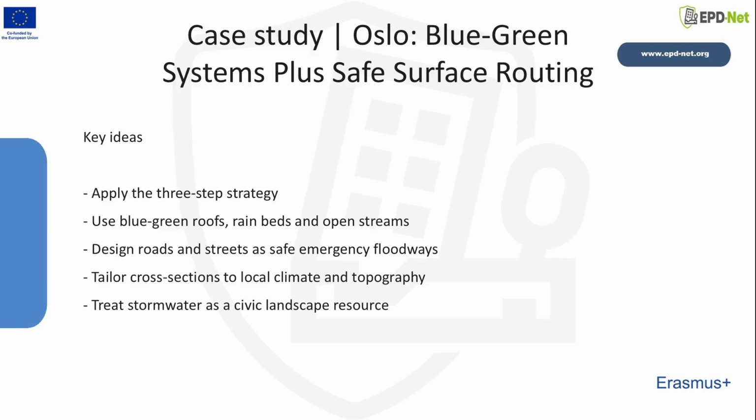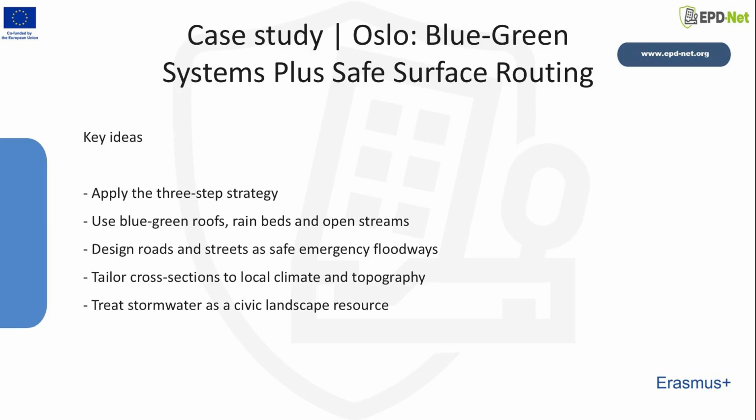The Oslo case is presented as a strong example of combining blue-green systems with safe surface routing. Its central logic is the three-step strategy introduced earlier: manage small events locally, delay larger events, and route extreme events safely across the surface. In practice, this involves the use of blue-green roofs, rainbeds, and open streams, while also designing roads and streets as emergency floodways when needed.